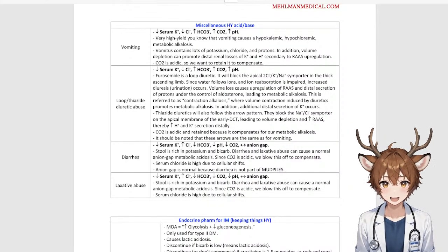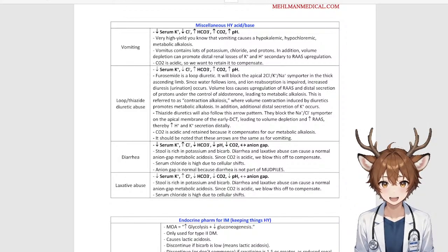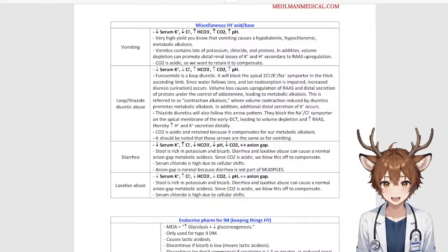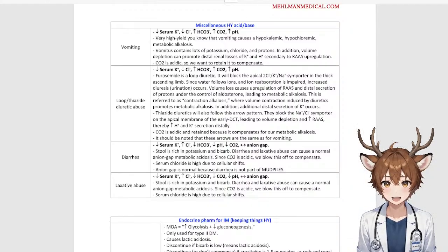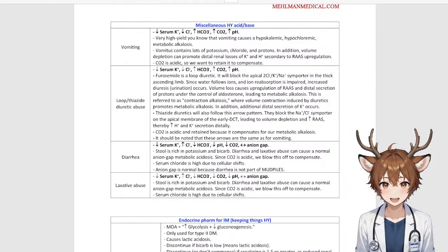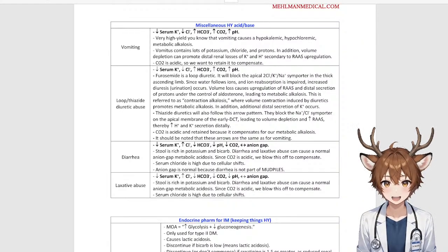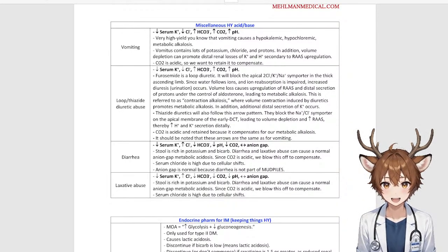Thiazide diuretics will also follow this arrow pattern. They block the sodium chloride symporter on the apical membrane of the early DCT, leading to volume depletion and the elevation of RAS, thereby elevating the hydrogen and potassium secretion distally. CO2 is acidic and retained because it compensates for our metabolic alkalosis. It should be noted that these arrows are the same as for vomiting.